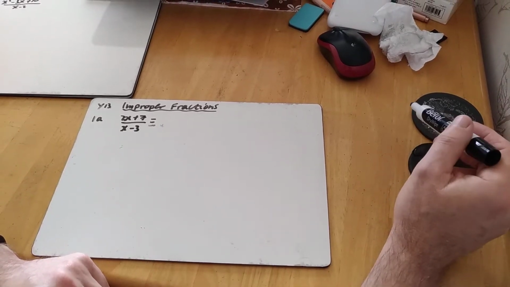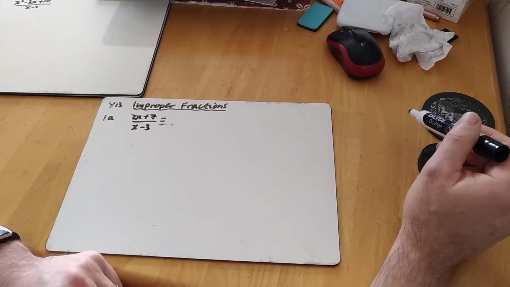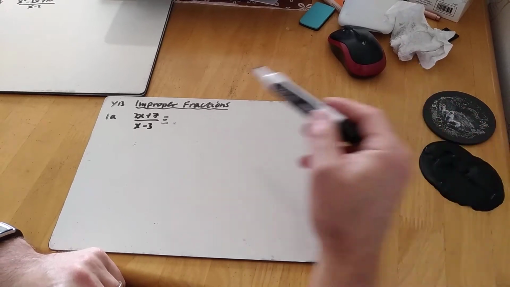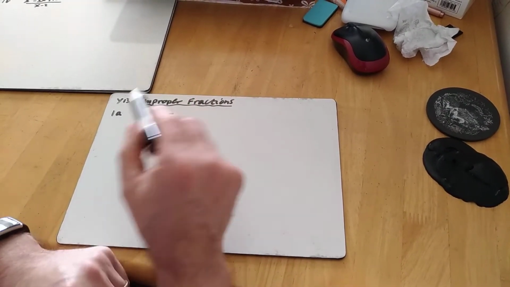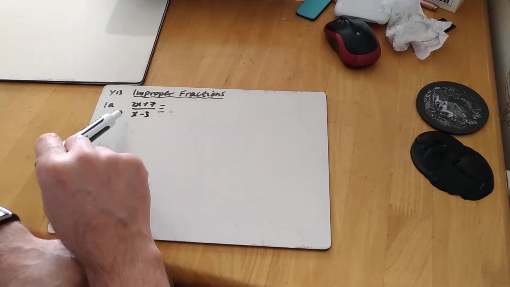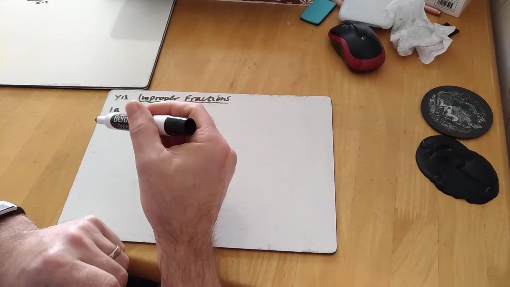Okay, today we're going to be looking at how to rewrite improper fractions. Improper fractions are ones where the order of the top is the same or bigger than the order of the bottom. So we've got a nice, simple, straightforward linear divided by linear in this case. Two ways of doing it.